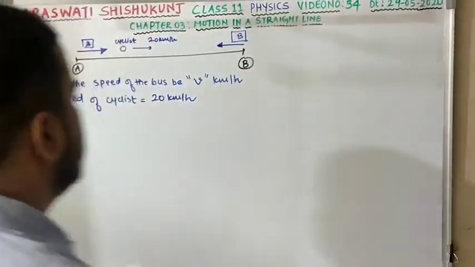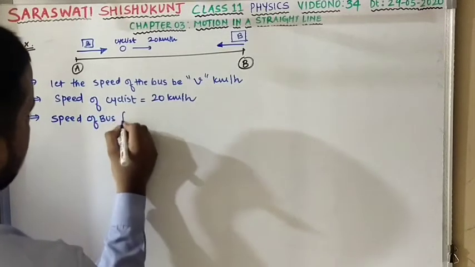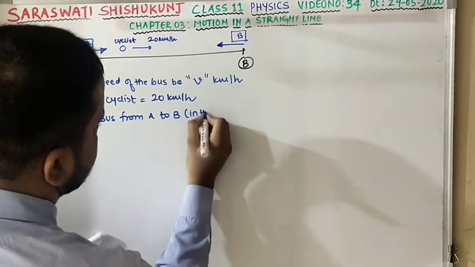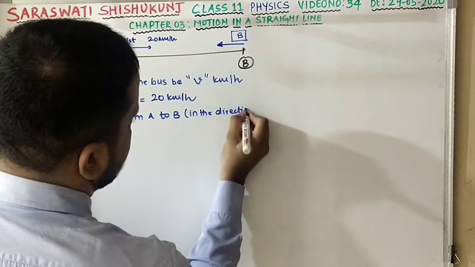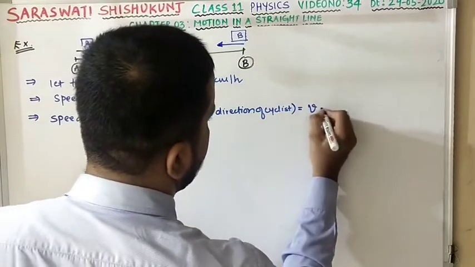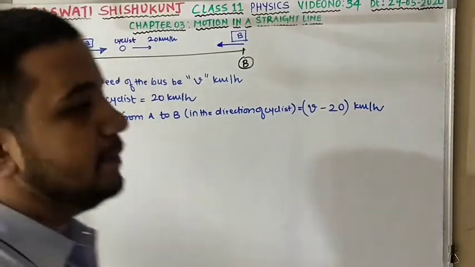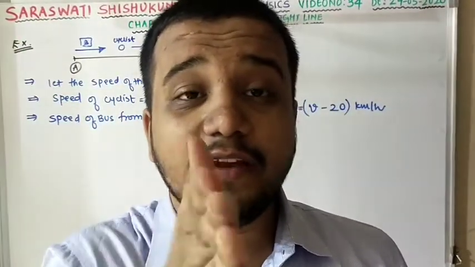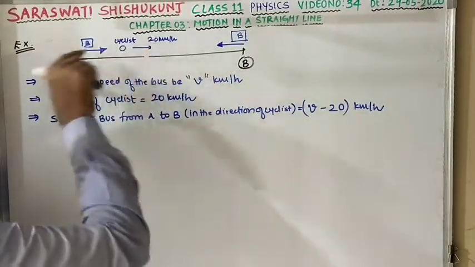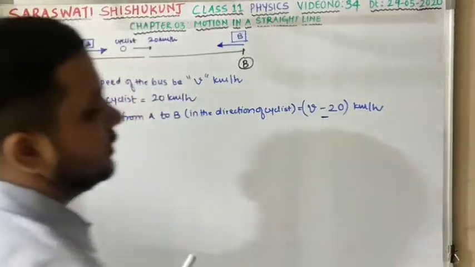Now listen. Speed of bus, I am asking. Speed of bus from A to B in the direction of cyclist is equal to V minus 20. Unit will be kilometer per hour. Why V minus 20? The relative velocity of bus with cyclist is taken from A to B. See, cyclist is moving in the same direction, bus is moving in the same direction. So it will be minus. Till this clear?